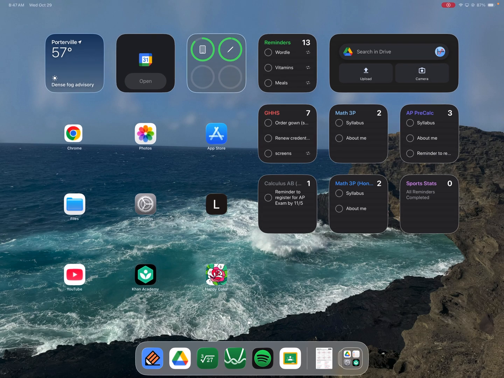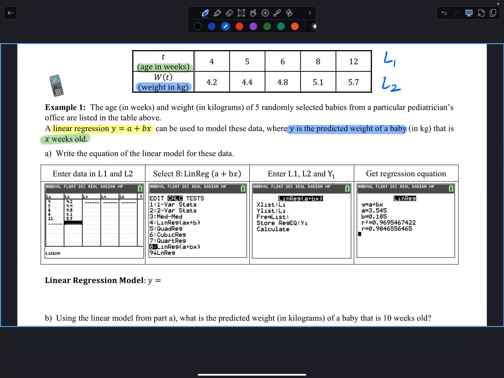So going back to our notes. This was L1. This is L2. Notice that I'm highlighting everything in the same colors, so that way it matches. We chose the linear regression A plus BX because that's what it told us to do. We stored it into Y1.